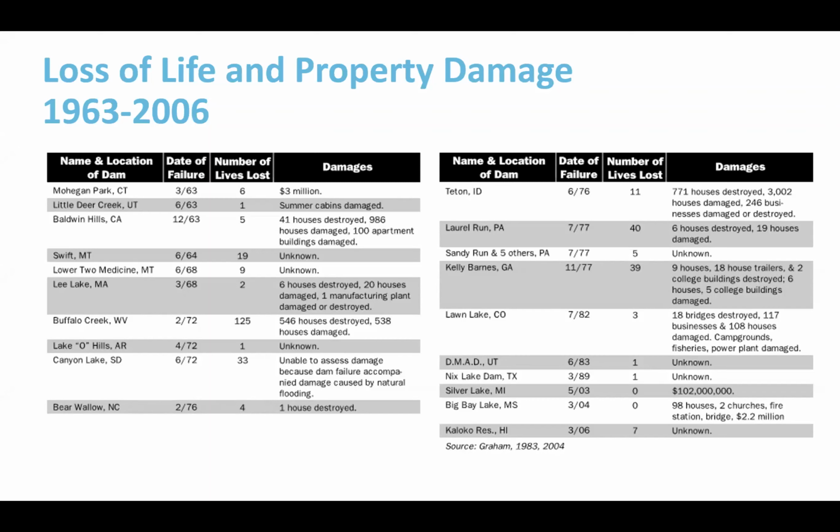And so if you look down the list, I won't go through all of them, but you see like 546 houses destroyed, 771 houses destroyed, 18 bridges destroyed, 117 businesses, 108 houses damaged, and so forth. You see the amount of damage. It's not necessarily the number of lives lost. Of course, that's critical in all of this, but there's a lot of collateral damage as well when you have dam failures. The one Texas one that is on here is the Nix Lake Dam. This is 1989. It listed one life lost and unknown damages, so I'm not quite sure what exactly that means. But you can see they're pretty much spread out throughout different states in the country.